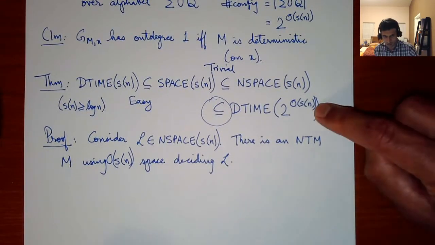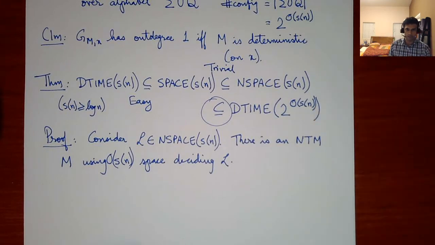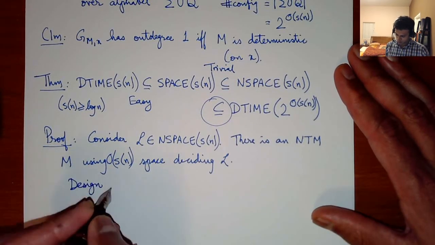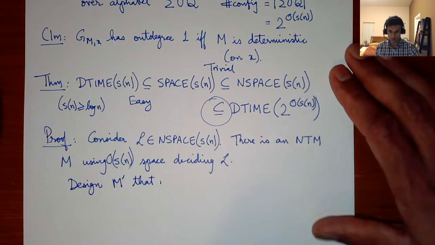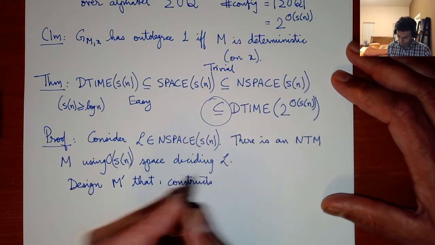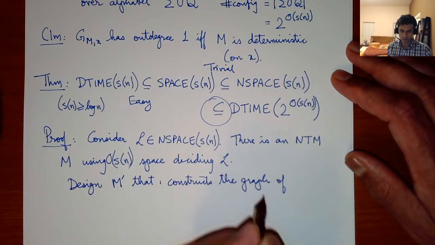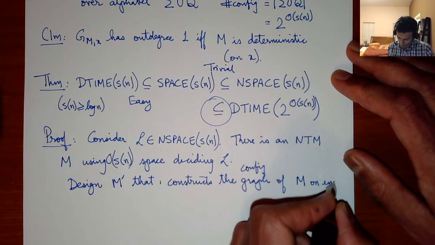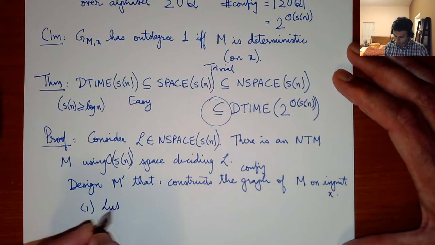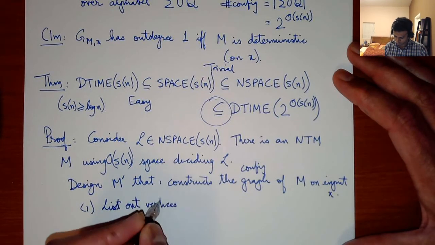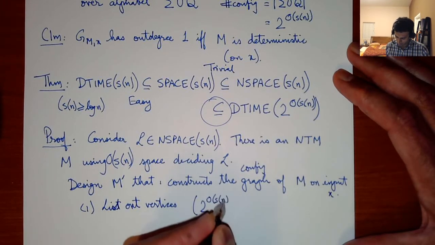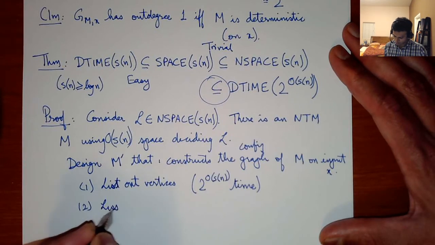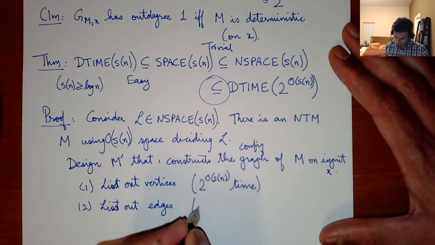So now I'm going to describe a Turing machine that runs in deterministic time of 2 to the O of S of n that decides this language. So design M prime that constructs the configuration graph of M on input x. So what does it have to do? List out the vertices, right? And this can be done in 2 to the O of S of n time. List out the edges. Again, this can be done in 2 to the O of S of n.